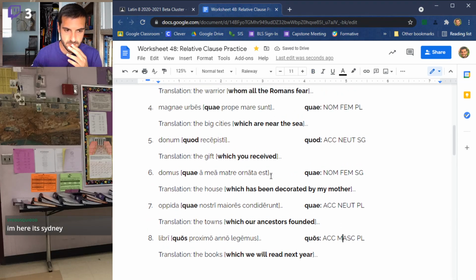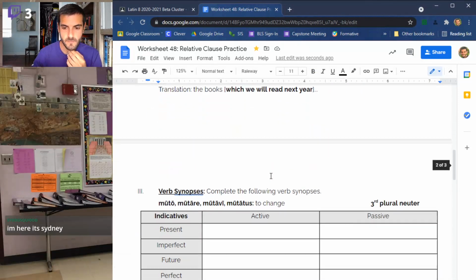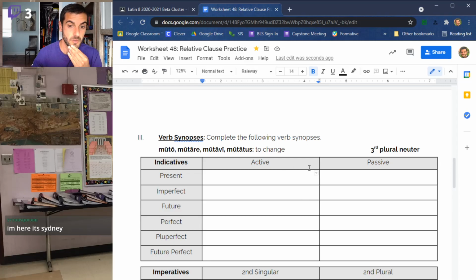All right, so that takes care of these 8. We've got a couple verb synopses, and I know it's been a while since we've done a verb synopsis, so we'll do some more practice in these last couple weeks. But I started you off easy with a first conjugation verb, third plural and neuter. The neuter is only going to matter when we start getting to the participle kind of stuff. Okay, so third plural, they change.